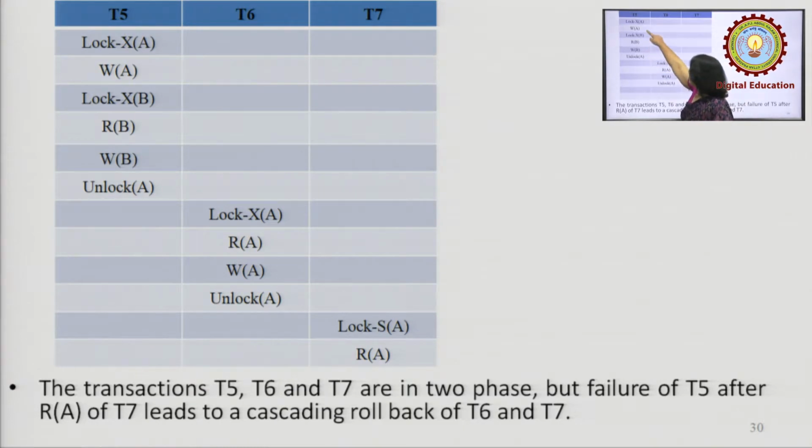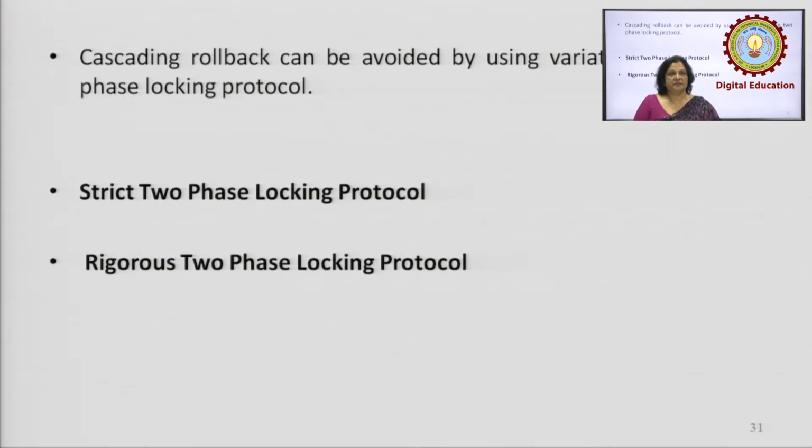Because the value of A written by T5 has already been read by T6 and updated, it has already been read by T7. So, if T5 fails, it is required that both T6 and T7 be rolled back because they have already read the value of A which was updated by T5. Thus, a cascading rollback takes place.